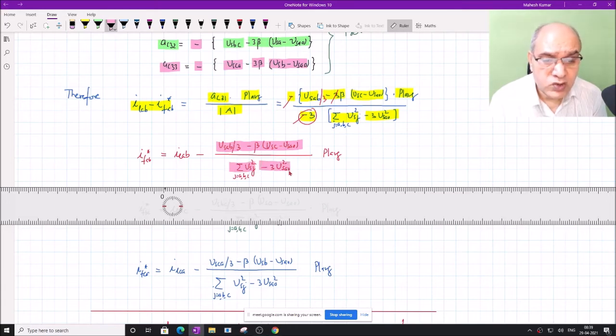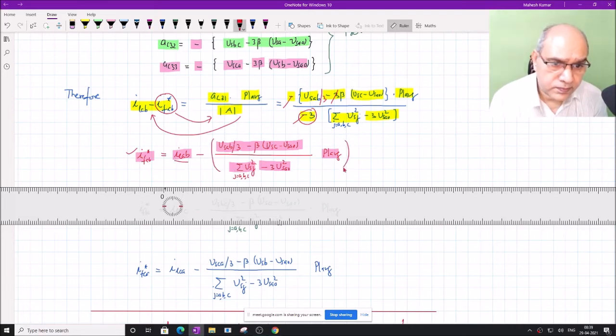This is equal to ILAB minus IFAB star, because this is ILAB minus IFAB star. What we have to find finally is IFAB star. So I will take this on this side, and therefore IFAB star is ILAB minus this whole term, which is equivalent to ILAB minus ISAB star.